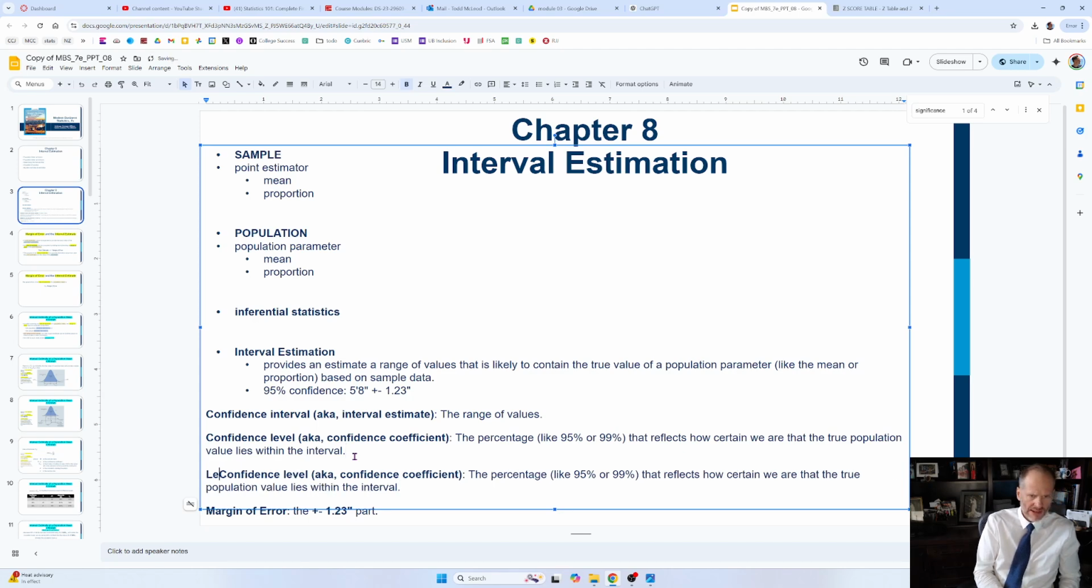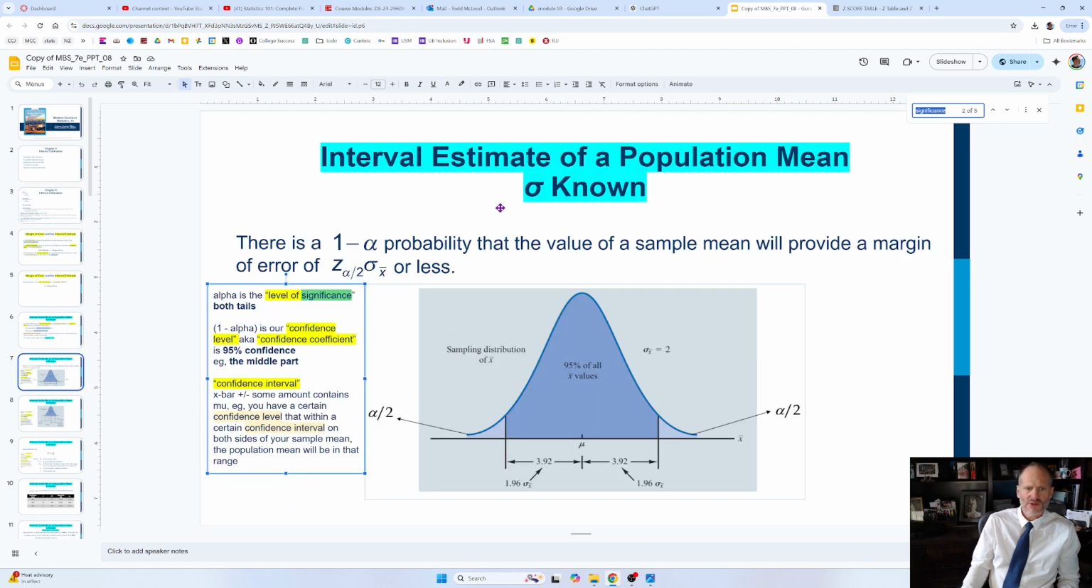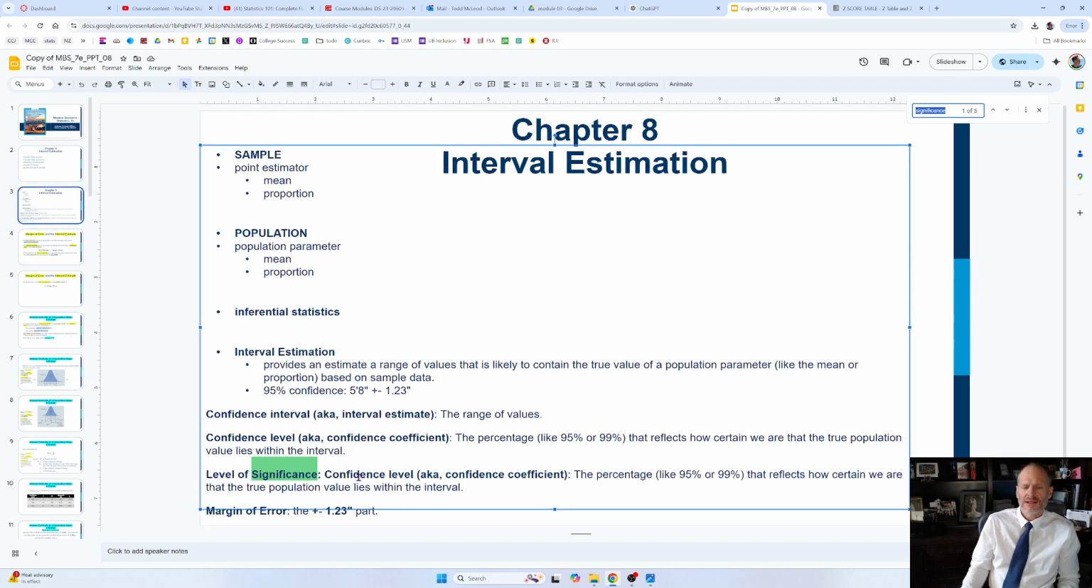And level of significance, it's a new domain, and we have to learn all the terminology associated with that new domain. And I searched for significance in this presentation, and the first time we were seeing significance is on that slide we were just looking at. And so now we're going to add a definition for level of significance.